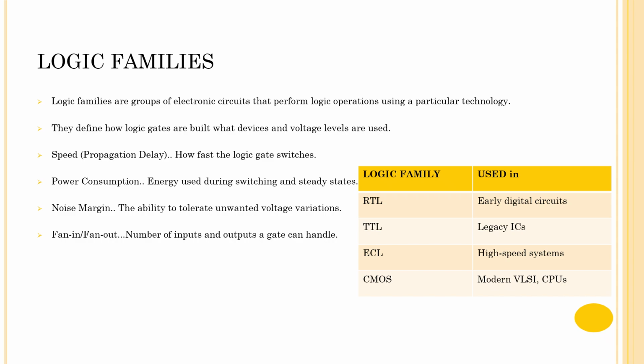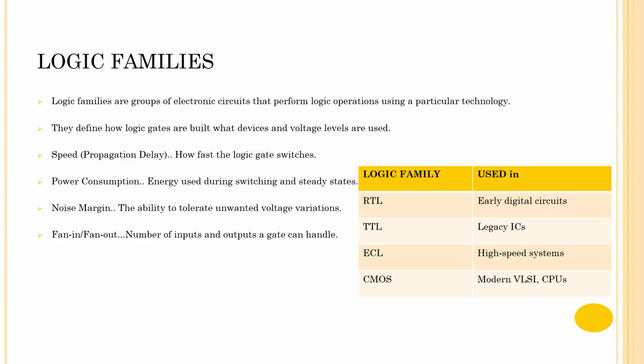Then ECL, emitter coupled logic. ECL took speed to the extreme. It's one of the fastest logic families ever made. It works using differential amplifier configurations, which allow extremely fast switching times. But there is a trade-off, very high power consumption. ECL found its place in supercomputers and high-speed communication systems.